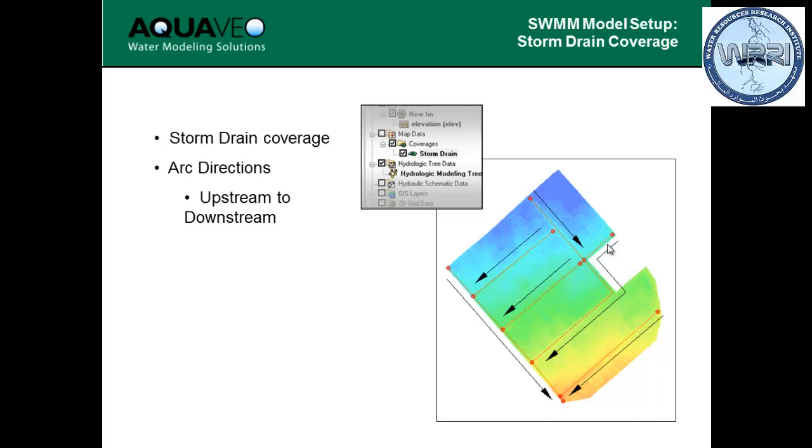So in hydraulic modeling, when you do a hydraulic model in WMS and you draw in pipes or streams, you draw your pipes from upstream to downstream. In hydrologic modeling, if you're doing a HEC-HMS model, you'll draw your stream arc from downstream to upstream. It's just the opposite in hydraulic modeling. So for SWMM, you would draw your streams, or your pipes, from upstream to downstream.